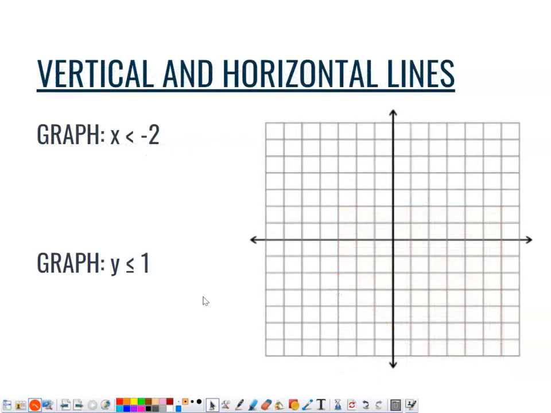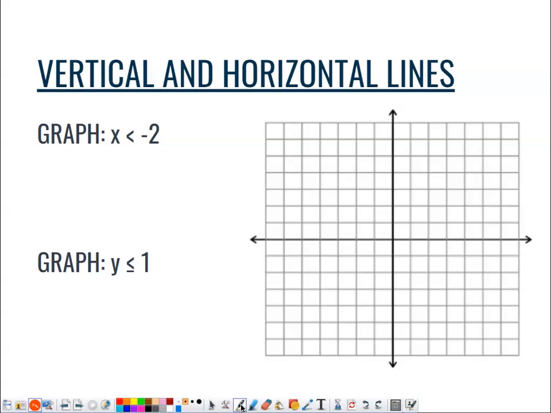All right. And then here we have vertical and horizontal lines. So we're going to go ahead and graph the line x is less than -2. The easiest way to think of this is to look at your x and y coordinate axes. So this is your x-axis, and this is your y-axis.